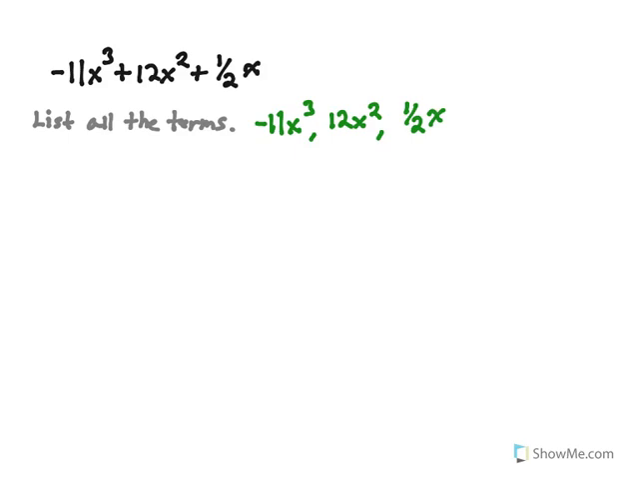If the term is positive, you don't need to accentuate the plus sign. You can just write 1/2 x. You do not need to write plus 1/2 x. And the same goes for 12x squared. You don't need to write plus 12x squared. However, if it is negative, then we want to include the sign when you write the term. So there are actually 3 terms in this polynomial.